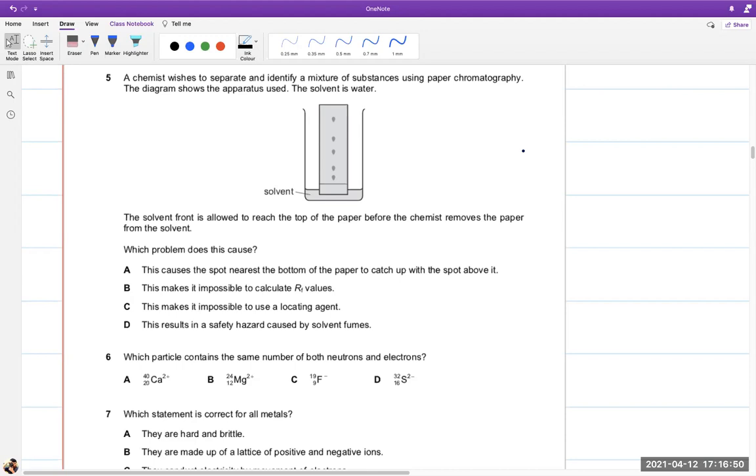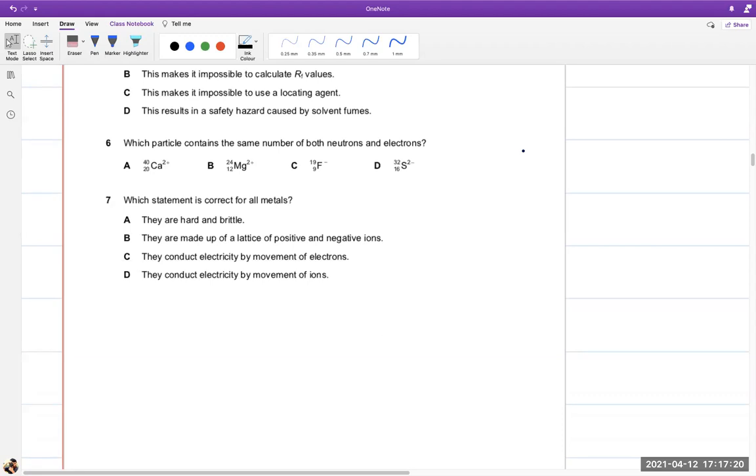Which problem does this cause? This causes the spot nearest the bottom of the paper to catch up with the spot above it. That won't happen because even if they are allowed to stay for longer, they're still going to stain where they would normally stain. This makes it impossible to calculate RF value. Yeah, because we do not know what to put in the denominator. This makes it impossible to use locating it, and no, it doesn't. This results in safety hazard. No, it doesn't. Solvent fumes, solvent है ही पानी, तो उसके क्या fumes toxic हो सकते हैं?